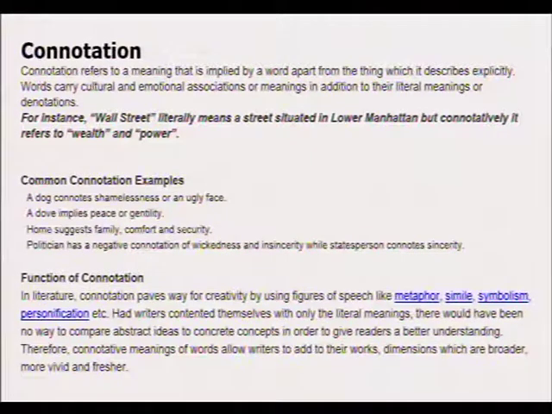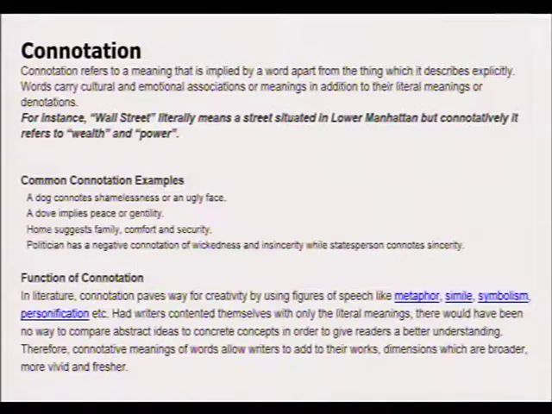What is the function of connotation? In literature, connotation paves the way for creativity by using figures of speech like metaphor, simile, symbolism, and personification. You need to know these types of speech. You need to know what they mean. You need to know what they look like. You need to know examples of these different types of speech in order for you to use them properly in literature and add them with connotation.